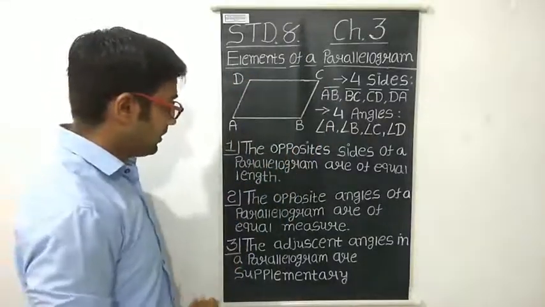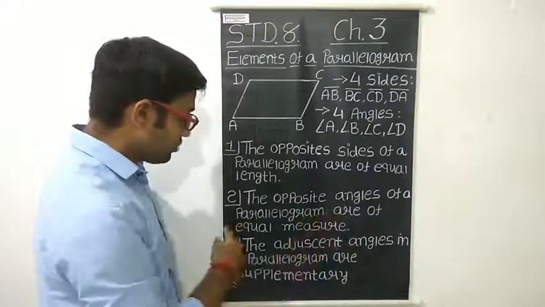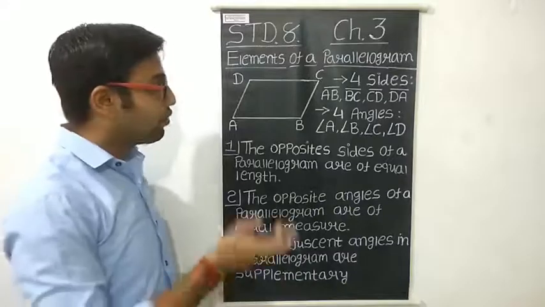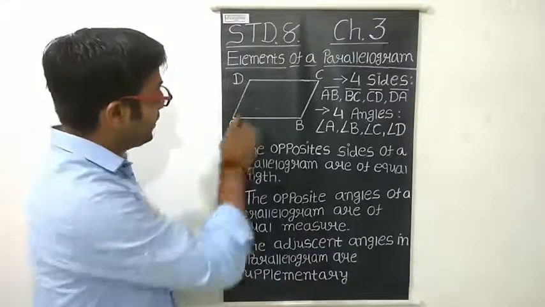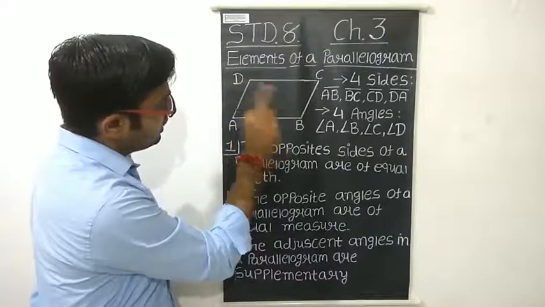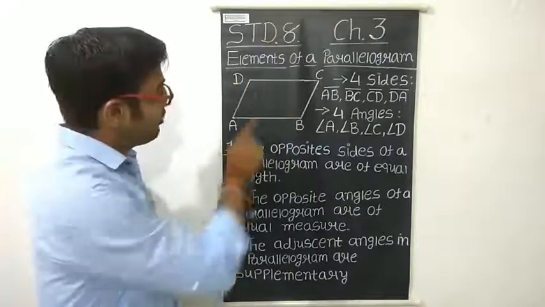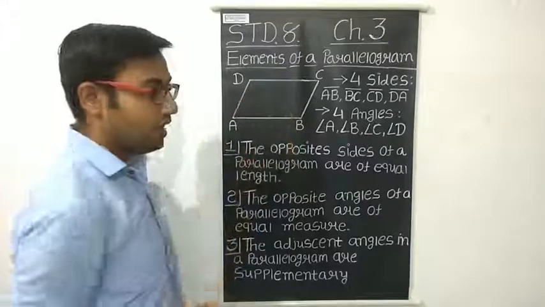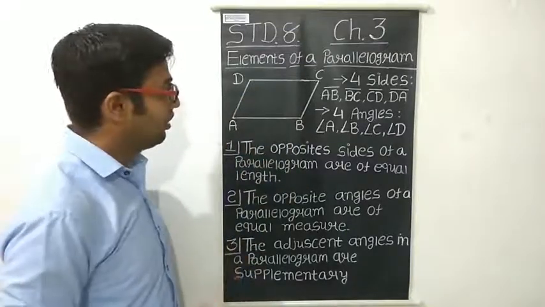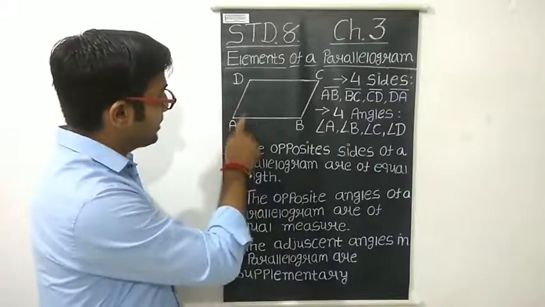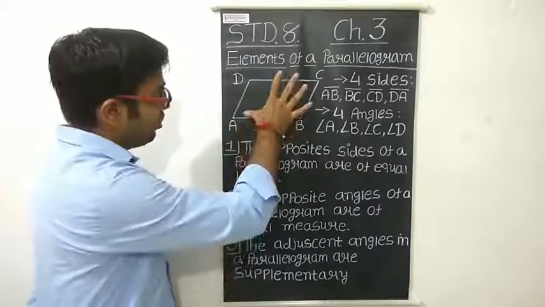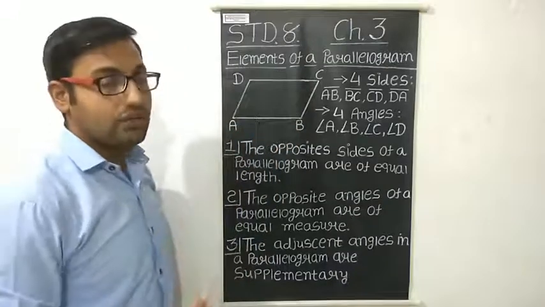Right? The next element is: the opposite angles of a parallelogram are of equal measure. Opposite angle, that means if we consider angle D, then its opposite angle is angle B. Both these angles, B and D, have equal value. In the same way, if you consider angle A, then its opposite angle is angle C, and both these angles A and C are also equal.